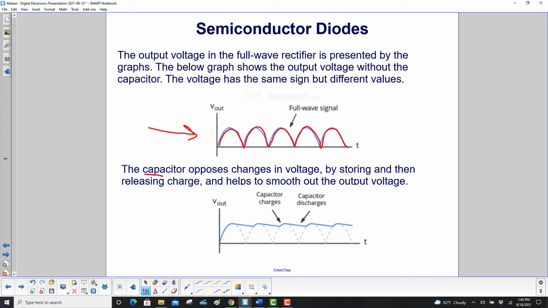The capacitor opposes the changes in voltage by storing and then releasing charge, and that helps to smooth out the output voltage. So at this point we have the capacitor charging, it discharges, it charges up again, discharges. And so if you tune the circuit correctly, you'll get a more constant DC voltage here.